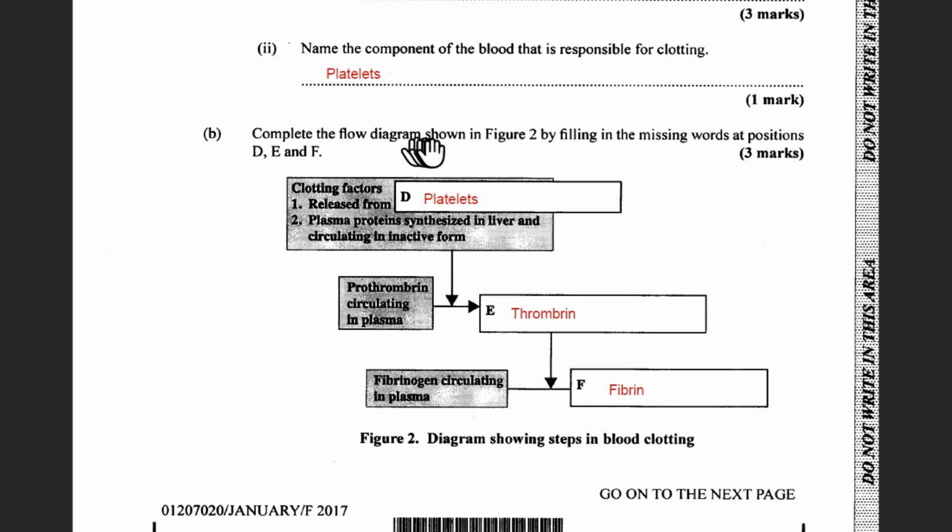Part B, complete the flow diagram shown in figure 2 by filling in the missing words at positions D, E, and F. Well, clotting factors are released from platelets, and then we have plasma protein synthesized in the liver and circulating in an inactive form, and prothrombin is going to convert to thrombin as a result, and this is going to catalyze the conversion of fibrinogen, which is a soluble component in the plasma, into fibrin, which is insoluble. These would eventually form the little threads or the netting that's going to capture red blood cells to form the scab. So your answers here are going to be D, platelets, E, thrombin, and F, fibrin.